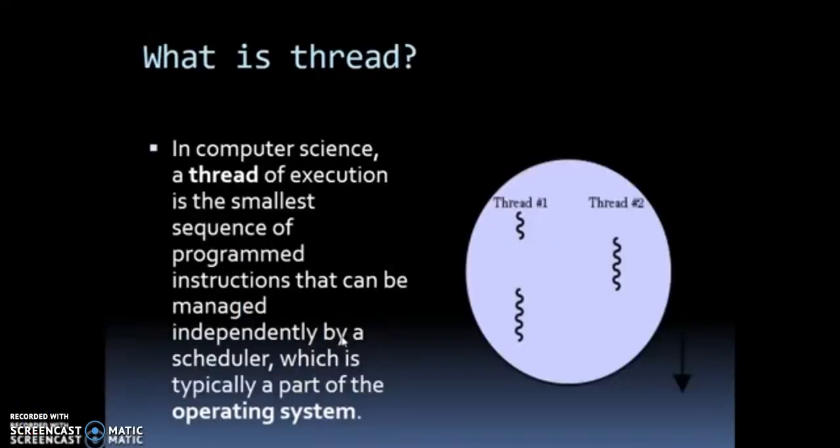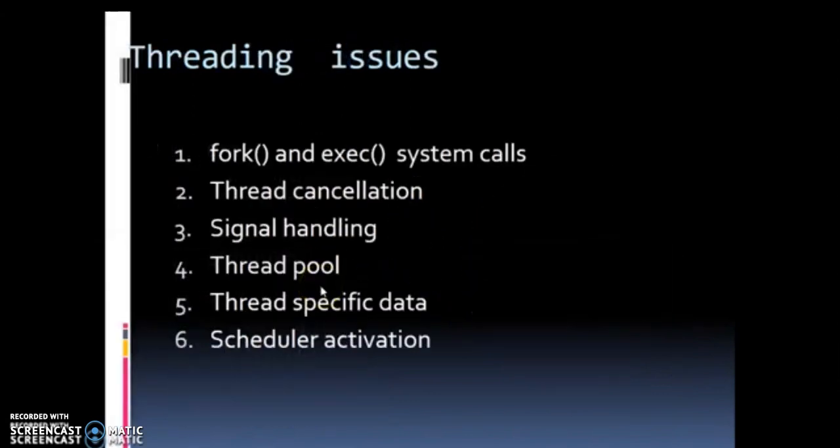What is a thread? In computer science, a thread of execution is the smallest sequence of program instructions that can be managed independently by a scheduler, which is typically a part of the operating system. So, these are the basic threading issues: fork and exec system calls, thread cancellation, signal handling, thread pool, thread-specific data, and scheduler activation. So, let us learn briefly about them one by one.